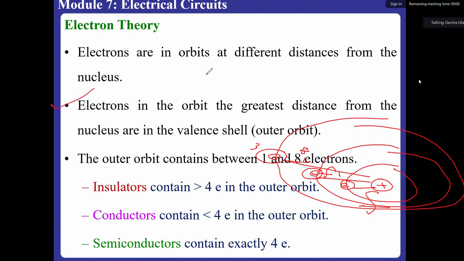That is what the second sentence says. Electrons in the orbit at the greatest distance from the nucleus are in the valence shell. Valence shell means we can remove them very easily. So these kinds of shells we call the valence shell. And you can write down here, those electrons are very easy to remove.